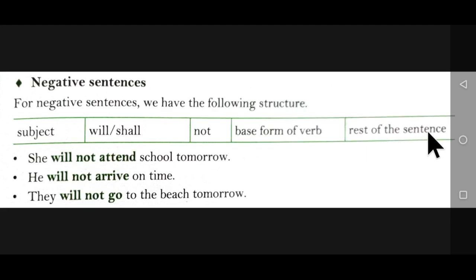For example, he will not arrive on time. So he is the subject, then comes will or shall. So here we are using will. Then we will write not, then we will write the base form of the verb. So here the base form of the verb is arrive, then the rest of the sentence, on time. So he will not arrive on time. So this is the structure of a negative sentence in which tense? Simple future tense.